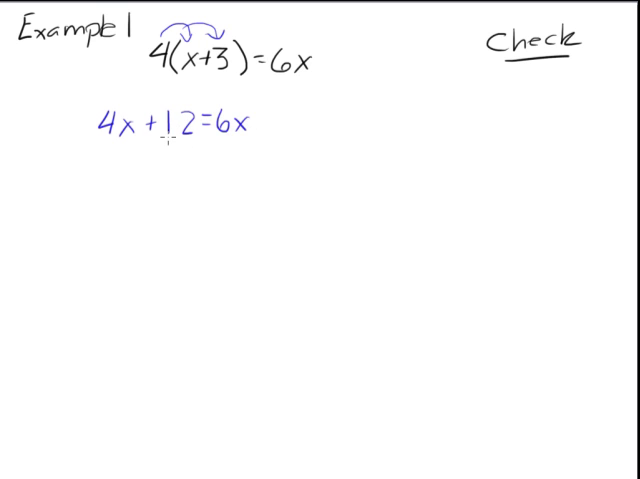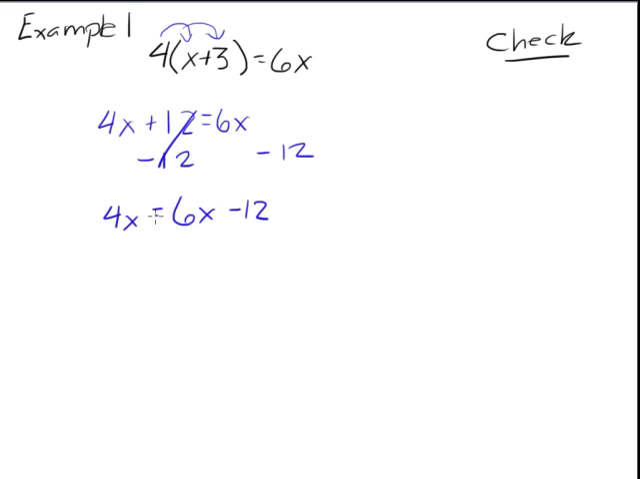Okay, then I want letters on the left, numbers on the right. So I'm going to bring over this 12 to the other side. So I have subtract 12 here, subtract 12 here. So no more 12 on the left hand side. I'm just left with 4x equals 6x minus 12.